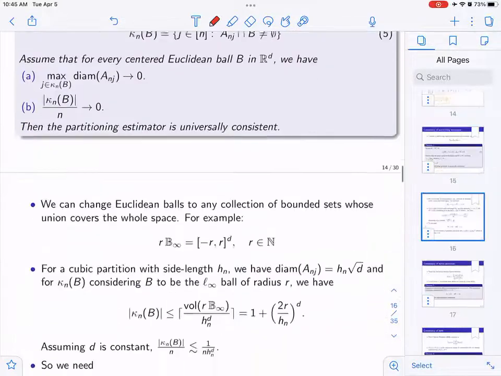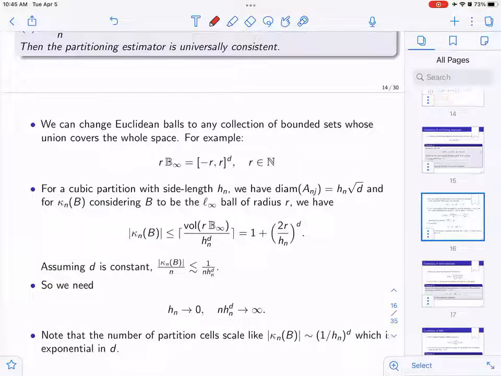So if you unpack this, I can take the balls to be any balls or any sequence of bounded cells that eventually cover the whole space. So let's say I'll take these cubes in R to the D. If you have a cubic partition of side length Hn, let's say the dimension is fixed, the diameter would be proportional to Hn. So if you have a cube of side length Hn, that's the diameter. And so for the maximum diameter to go to 0, the Hn has to go to 0.